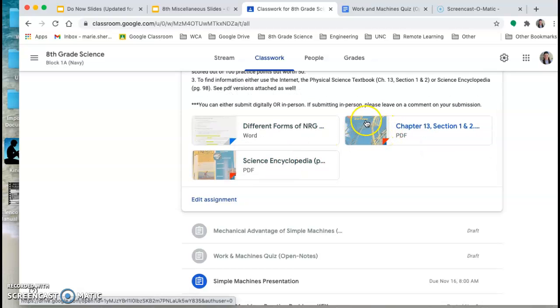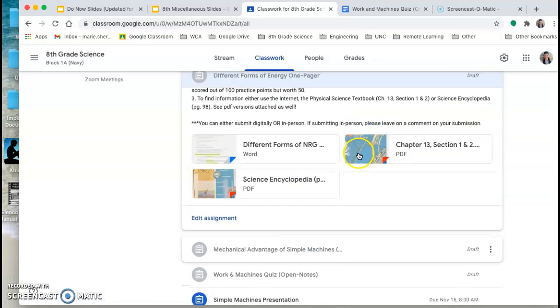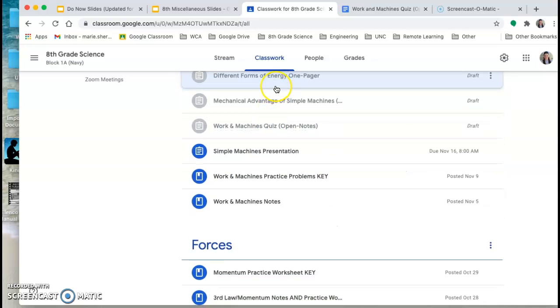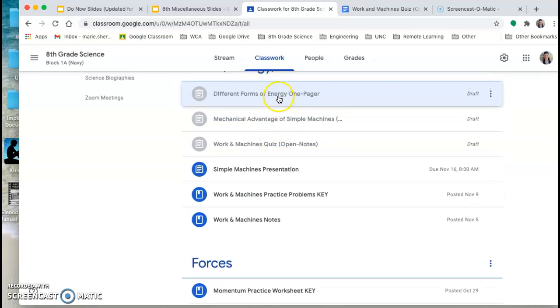For my in-person learners, both the textbook and encyclopedia, there are hard copies found within the cabinets. Otherwise, these are the 3 options to work on for when you have completed the quiz. So that would be finishing the Simple Machines presentation, doing the extra credit, or working on the one-pager. If you have any questions, feel free to email me.